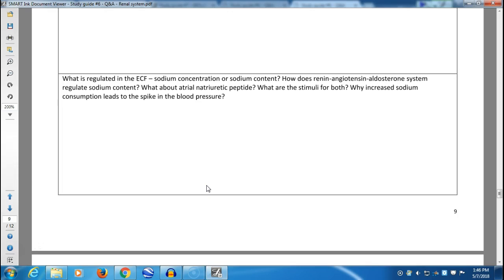Renin, angiotensin, aldosterone system. Aldosterone, how does it affect sodium reabsorption? Elevated levels of aldosterone increase sodium reabsorption. Atrial natriuretic peptide, elevated levels of ANP increase sodium excretion, usually say excretion, because it's mostly impaired reabsorption. Okay? Does that make sense? Do you understand what I'm saying?